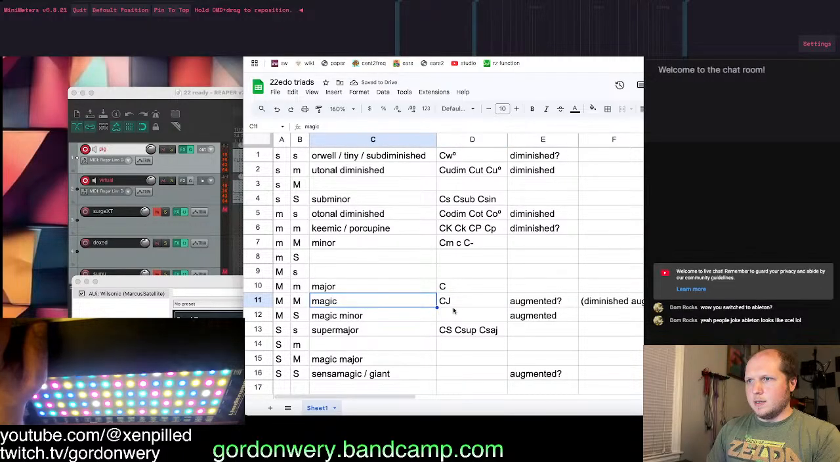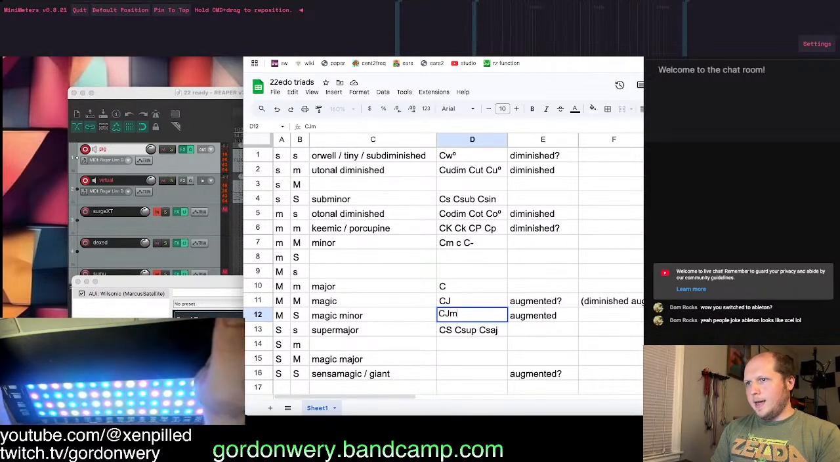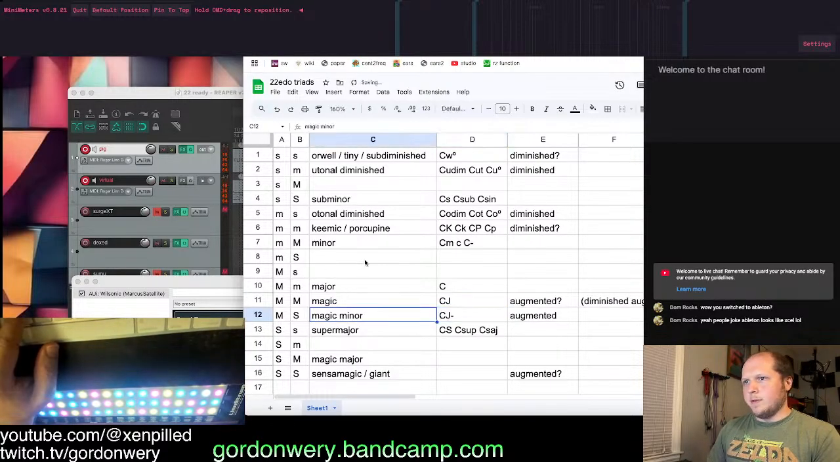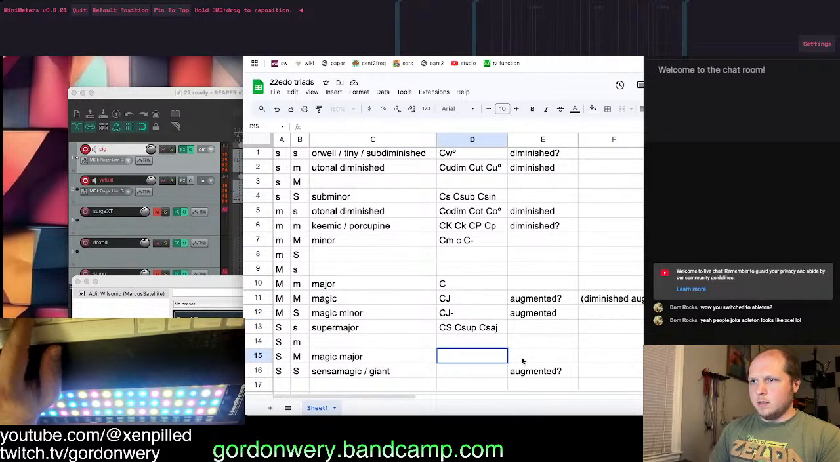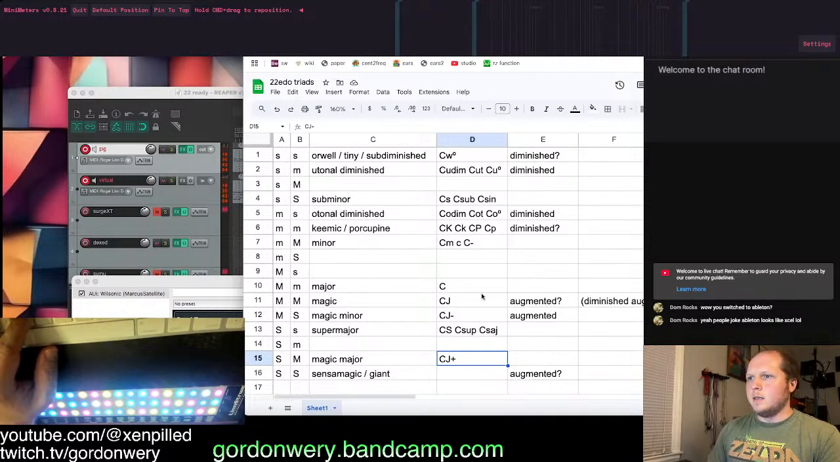Now for this one it's interesting because it seems like it could be one way or another way. This is the smallest one. But then for the magic minor, you could do CJM, I guess. I was thinking though, because it's not really a minor chord, it's a different sort of thing. It's a magic minor chord. I'm toying with the idea of using minus on these. For magic major, you could do CJ plus. Because that's the other thing: are we going to use the plus? We have so many augmented chords. I don't think the plus is going to be necessary in 22.